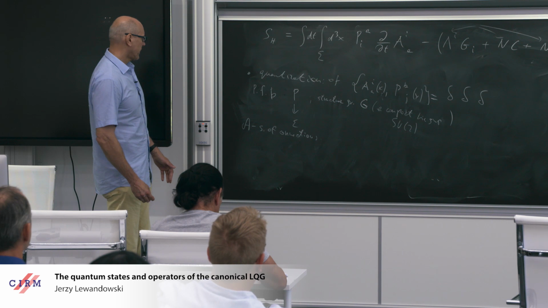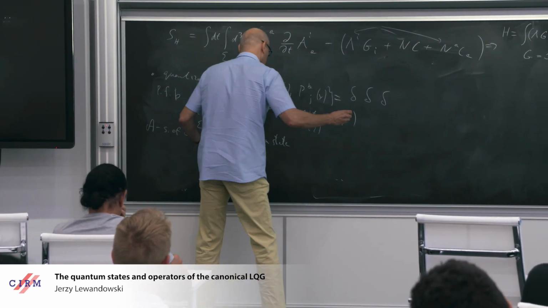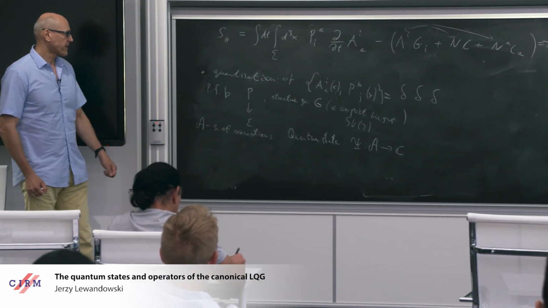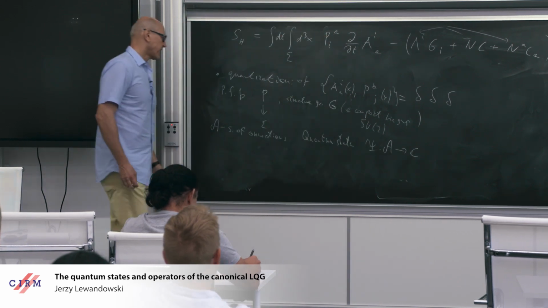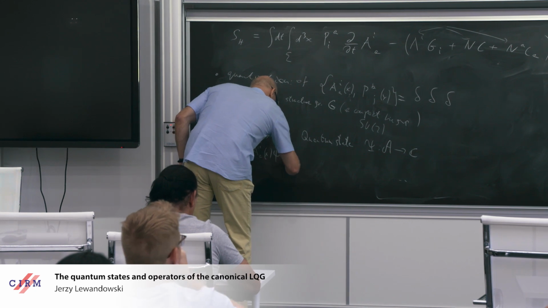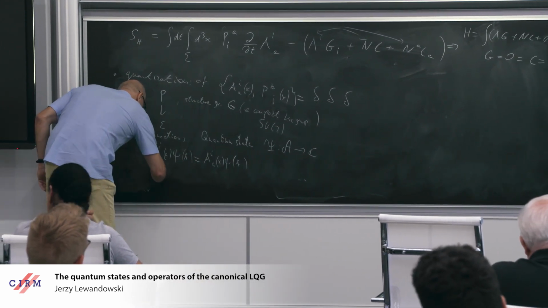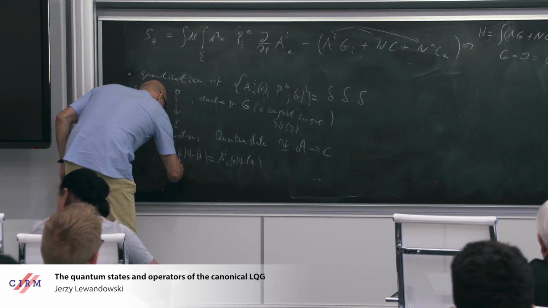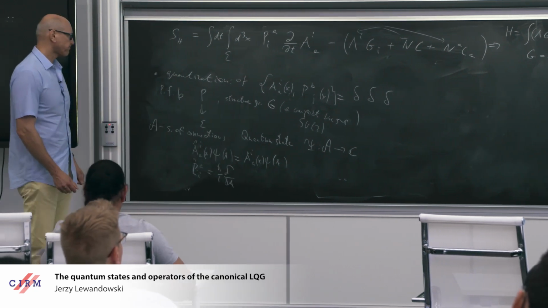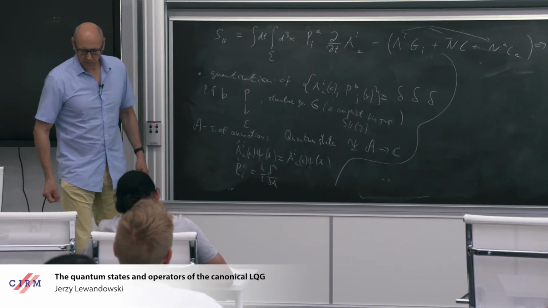And now our quantum state should be some function. I mean, we're looking for quantization where quantum states are functions of connections. That means that, naively speaking, the operator corresponding to A is just evaluation of A, while the operator corresponding to P is just h bar divided by i, variation with respect to A. However, still this didn't help much.